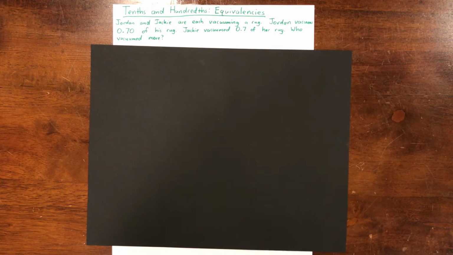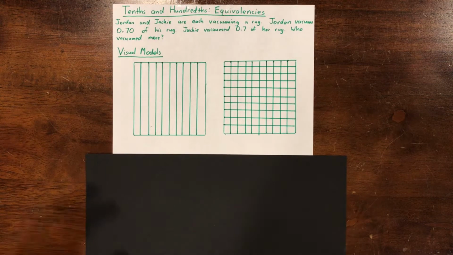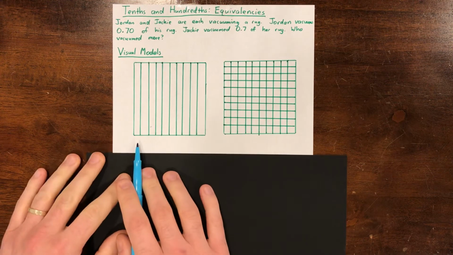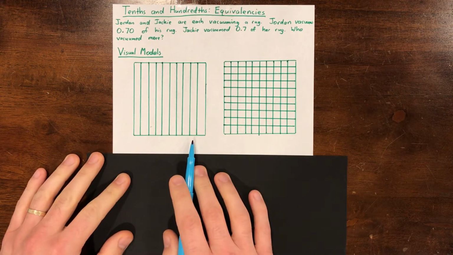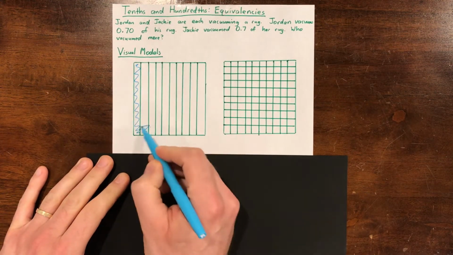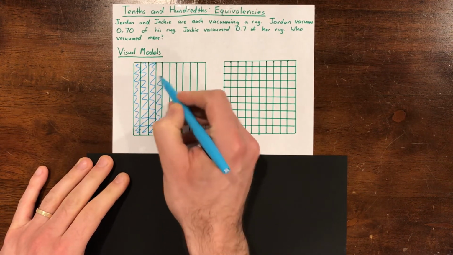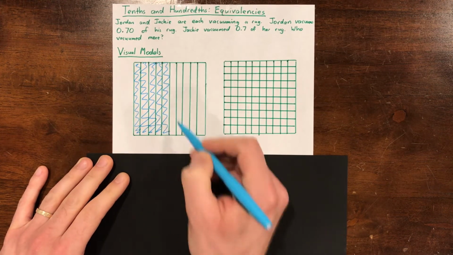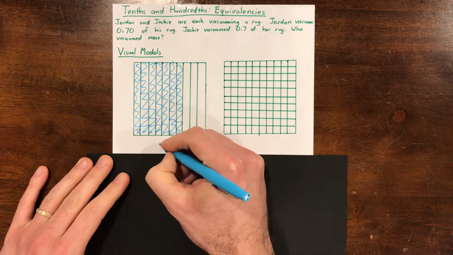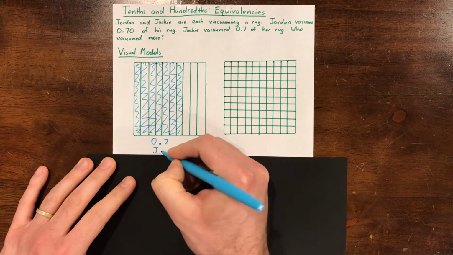Yeah, a lot of you probably said that we could use a tenths and a hundredths grid, similar to what we've been using over the past few days. That makes sense to me, right? We could shade 7 parts of this tenths grid to show the 7 tenths that Jackie vacuumed. I'm going to label that, we had 7 tenths, and that was for Jackie.